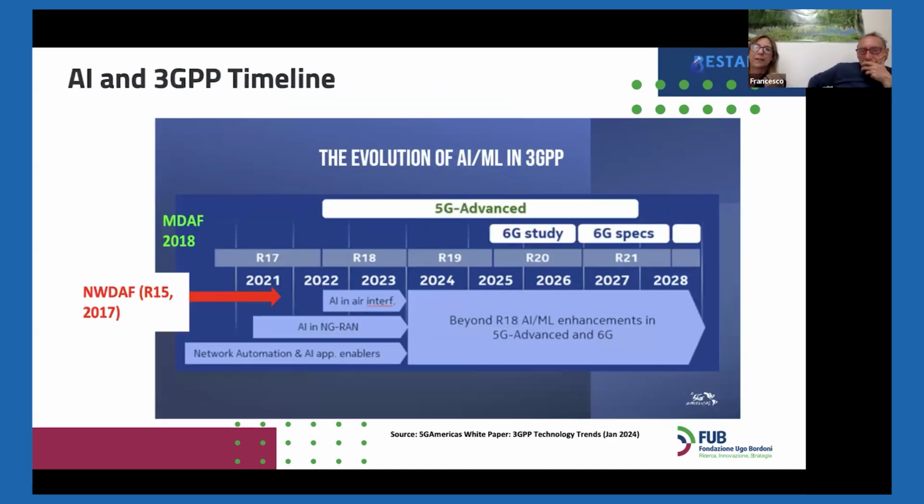Now let's start in the next slide to see the view of 3GPP, which is the evolution of the AI and machine learning approach in the 3GPP. This is a sort of an evolution, and we have to say that 3GPP started with the introduction of a network element, NWDAF, the Network Data Analytics Function, with Release 15, so in 2017, mainly not really related to automation.